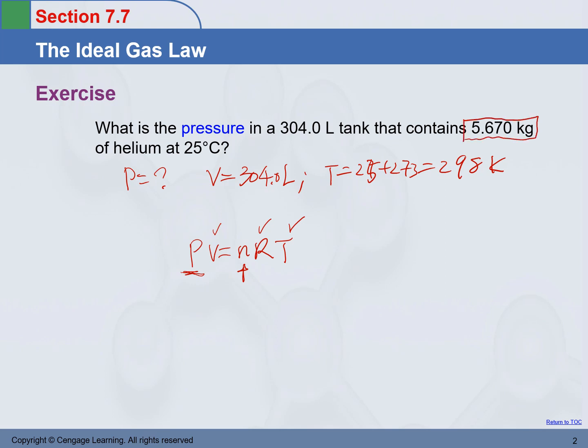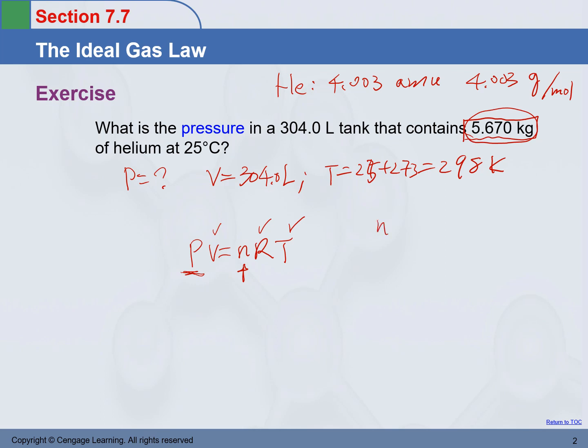of helium. When the mass of something is given, how do you get the moles of it? We learned this in chapter 6. From grams to moles, what do you need? Molar mass of helium. Where do you get that? Periodic table. Helium atomic mass 4.003 amu. So the molar mass of helium is 4.003 grams per mole. So if the mass is given, let's get the moles first.